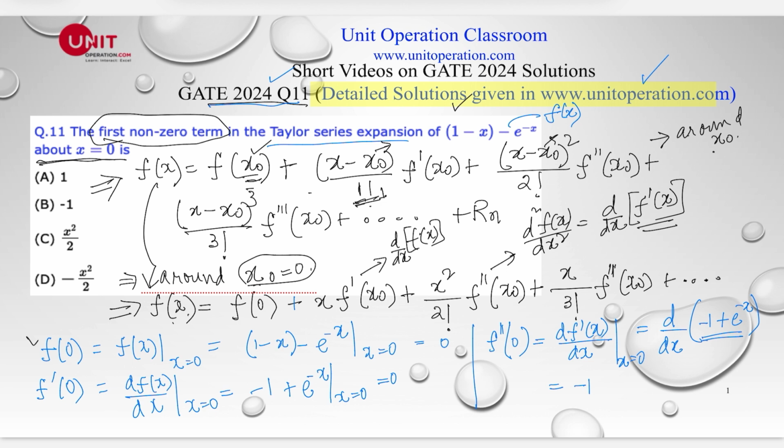The first term, of course, is equal to 1. So we put x equal to 0 in this function. And that, of course, is equal to 0, because this is 0 and this is equal to 1 minus 1. That's equal to 0. So the first term is 0.